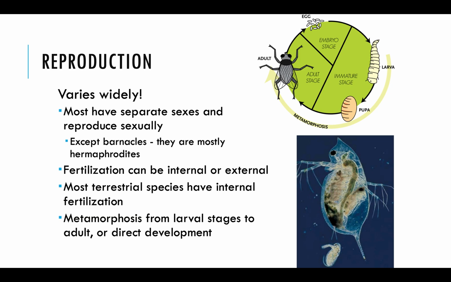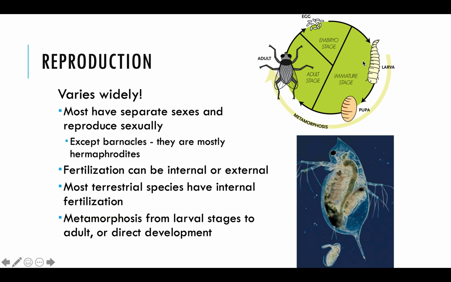So reproduction is going to vary widely amongst organisms. Again, most of these are going to have separate sexes, meaning they're dioecious, and they will reproduce sexually. We do have an exception: barnacles, the Cirripedia, those are mostly hermaphroditic, so they have both male and female parts. Fertilization can be internal or external. Most terrestrial species have internal fertilization, and metamorphosis will occur from larval stages to adult stages.